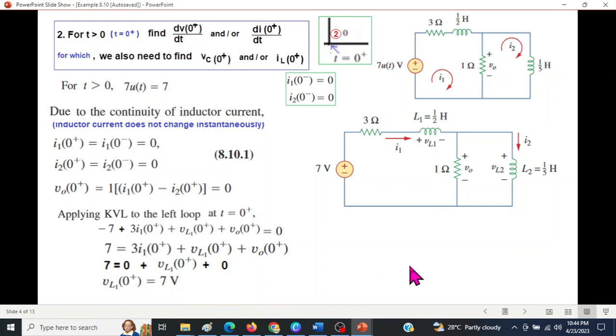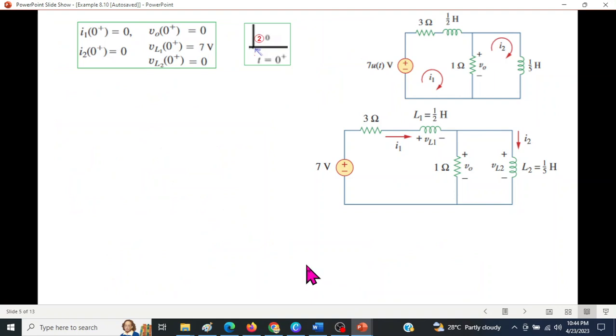Now we'll need to find VL2. Now VL2, look from here, is the same as V0 because they are in parallel. Therefore, since V0 is 0, VL2 will also be 0. So VL2 is equal to V0 is equal to 0. Okay, so these 5 parameters we have found for 0 plus.